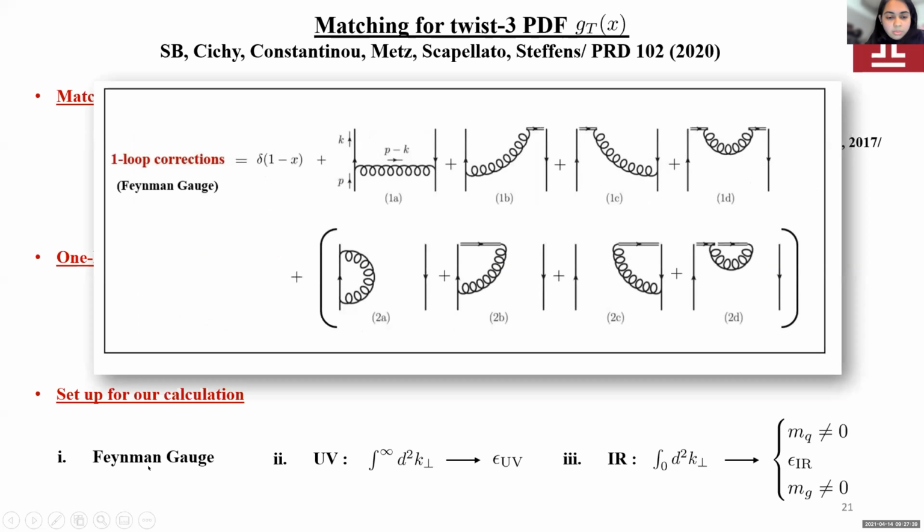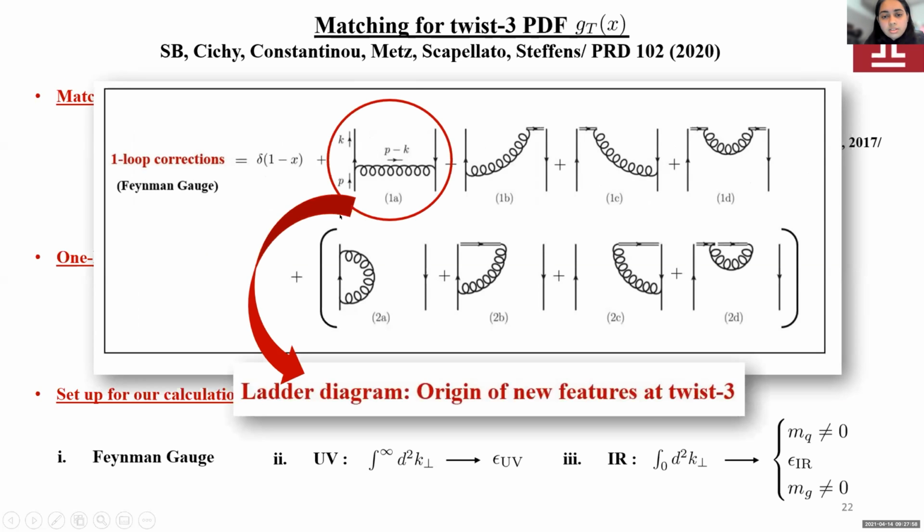We work in the Feynman gauge, for which these are the real diagrams, those are the virtual diagrams. For the ultraviolet divergences, we work with DIMREG, dimensional regularization, and for infrared, we work with non-zero parton masses as well as dimensional regularization. Now I'm just going to focus on this ladder diagram because it's just this diagram that gives rise to new features at Twist-3 relative to Twist-2.